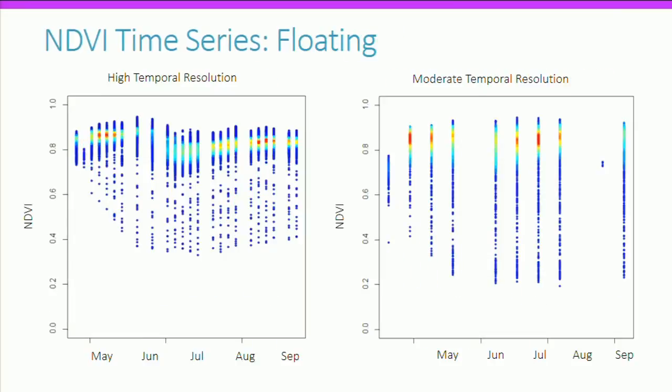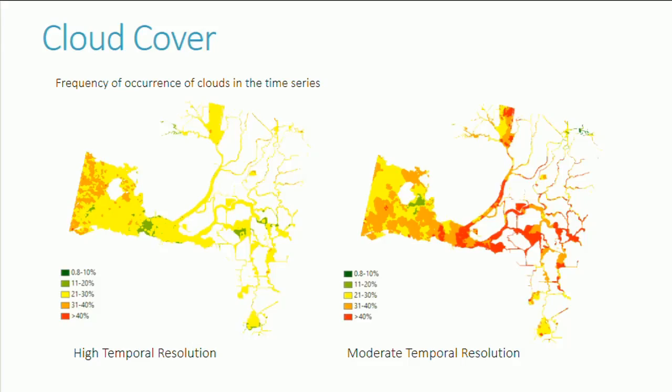I also compared the floating class between the two data sets, and they look pretty similar as well. However, in between May and June, you are missing this little bump due to the lack of temporal resolution in the moderate sensor. And something that's really important to look at when you're comparing temporal resolution is the effect of cloud cover. So as I said, you're really seeing very similar patterns between the two data sets.